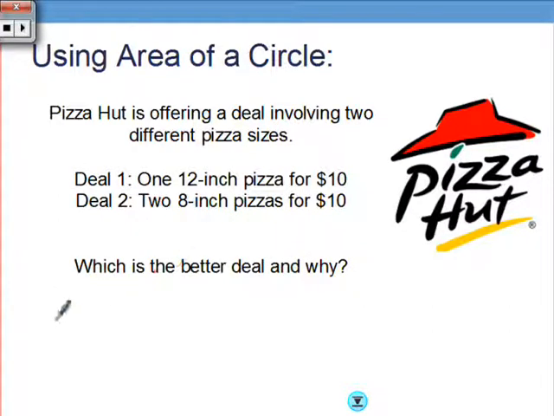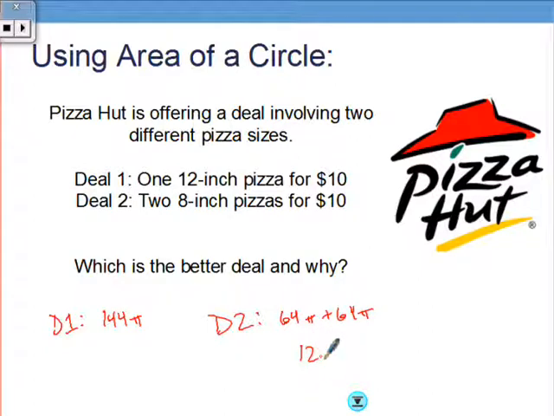Okay. So to figure this out, we're going to figure out how much pizza we're actually getting. So one 12-inch pizza, deal 1, would get us 144 pi square inches of pizza. Deal 2 would get us pi r squared, but it's two of these though, right? So 8 squared is 64, so 64 pi plus 64 pi. So deal 2 gets us 128 pi square inches of pizza. So even though this is how pizza companies get you, they offer you two mediums for 10 or one large for 10, it turns out that there's more pizza in the large in this case. So one pizza has more pizza in it than two. So deal 1 is better.